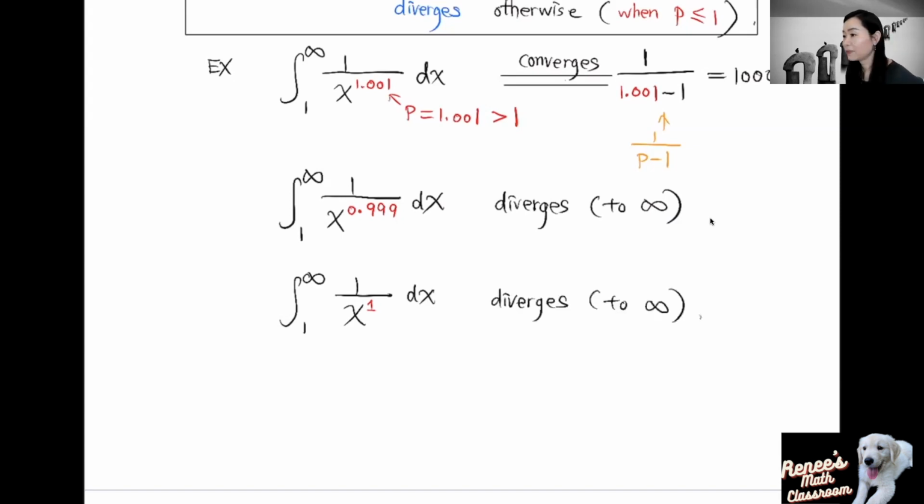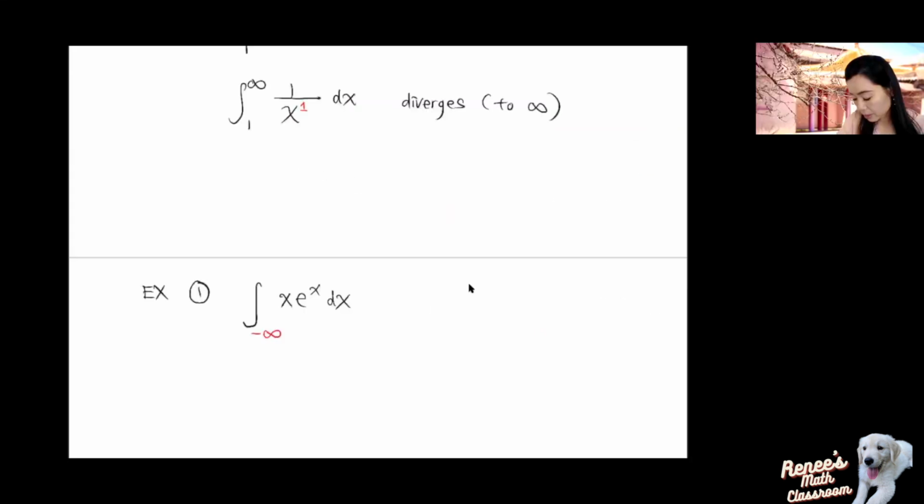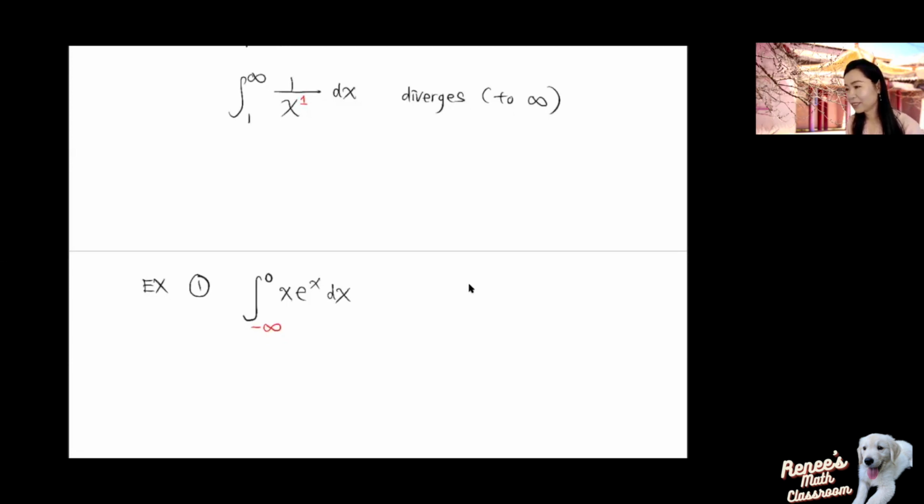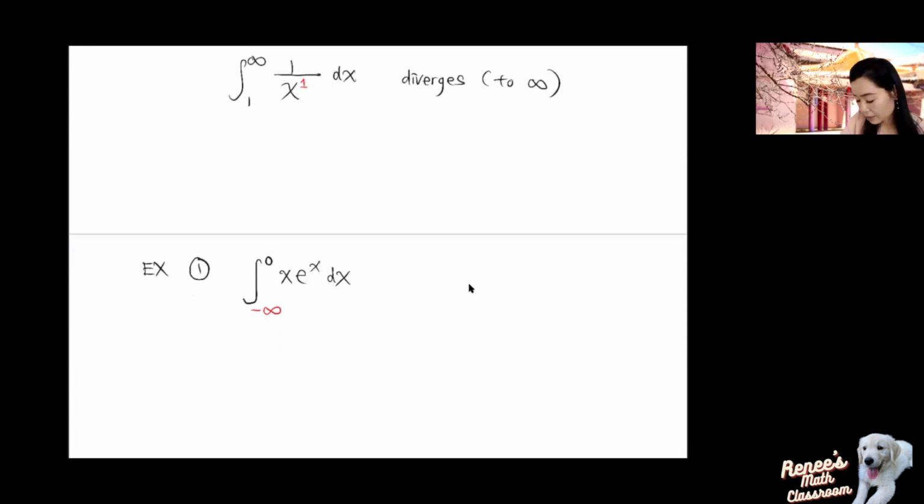Okay, so that's improper integral of type 1. I'm going to stop here today. Okay, so this is an improper integral, because there's a limit here that is infinity. And it is an improper integral of type 1.